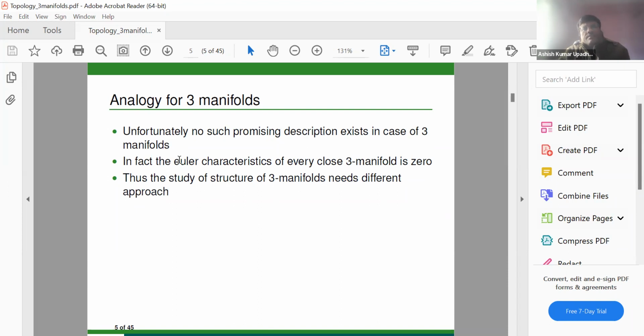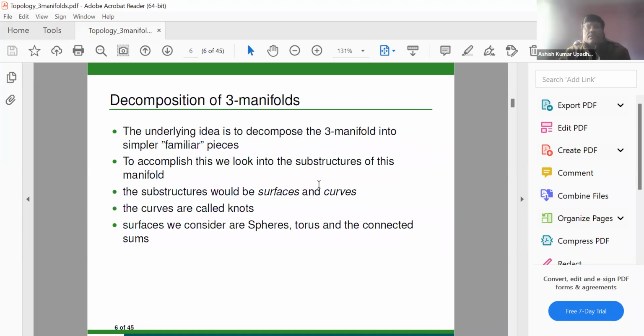So thus, because no such description is available in the case of 3-manifolds, it seems that a different approach to the study of the structure of 3-manifolds is needed. So what do we do in this case? A general procedure followed to understand these kinds of objects is to decompose them into smaller pieces, and it will be more convenient if these simpler pieces are familiar to us. This is the underlying idea.